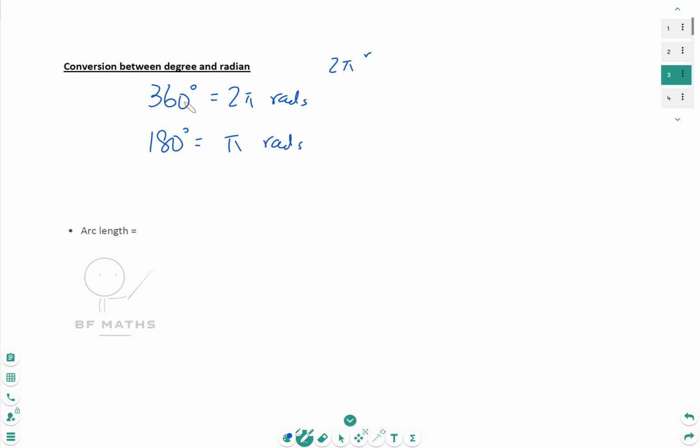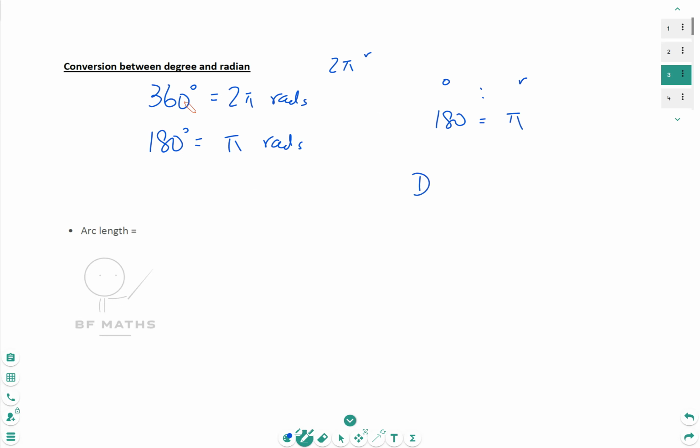So remember this ratio: 180° equals pi, and 360° equals 2 pi. Whichever way works for you to remember it, you can remember it that way.